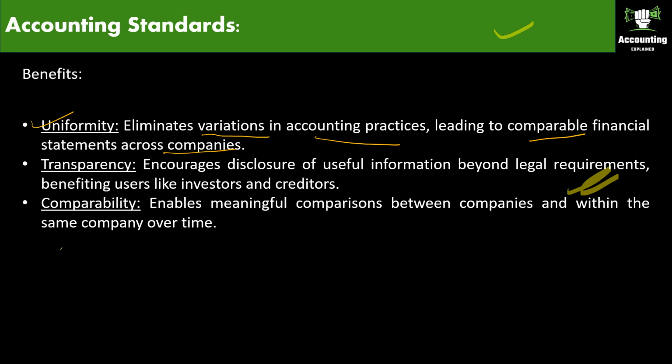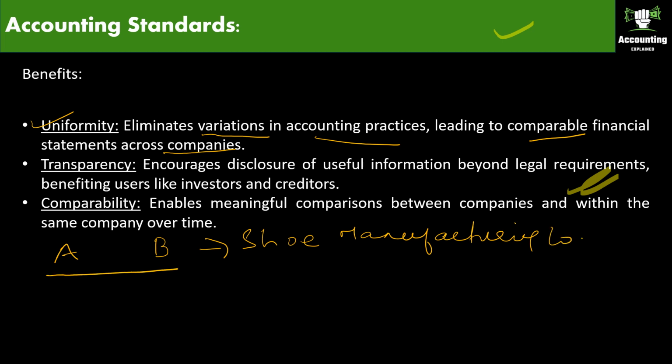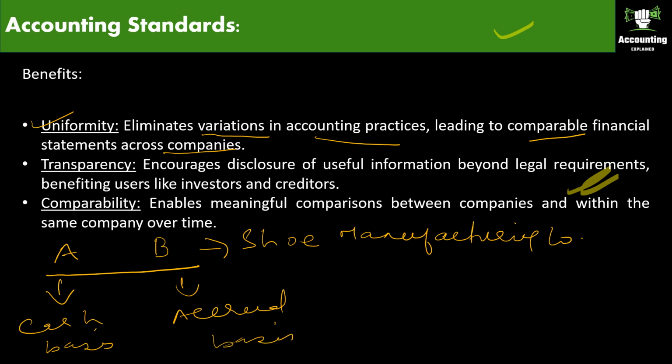So take for example, there are two companies A and B, both are shoe manufacturing companies. So they are in the same line of business. A follows cash basis, assuming, and B follows accrual basis of accounting. So there are variations in accounting practices, but we have comparable financial statements across companies, that is A and B.